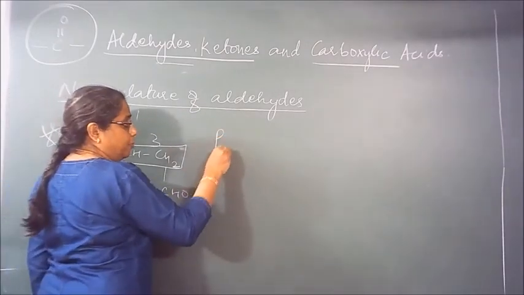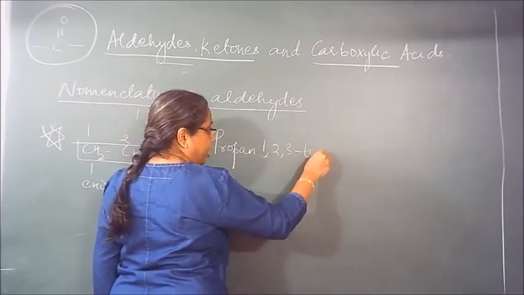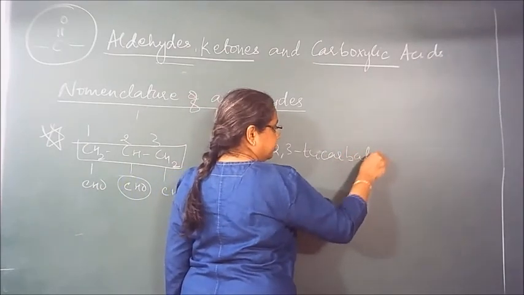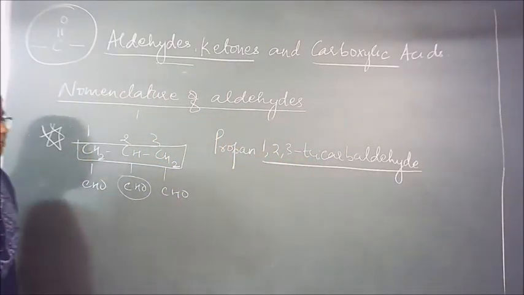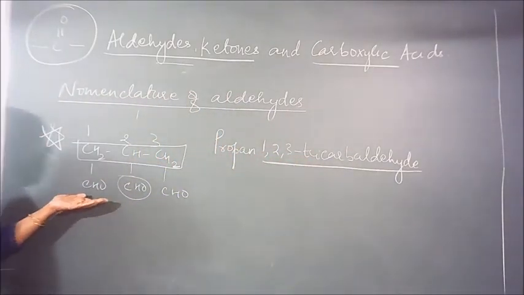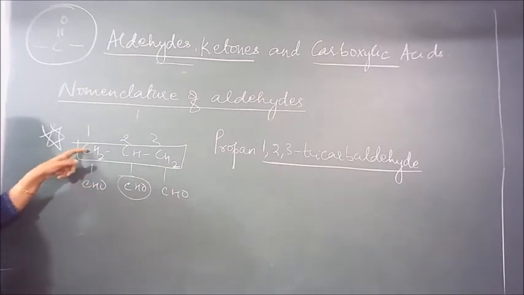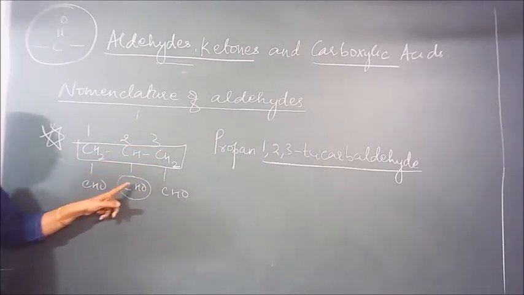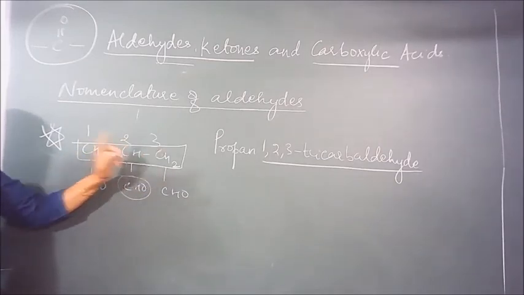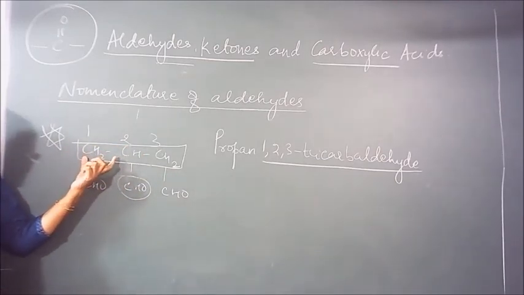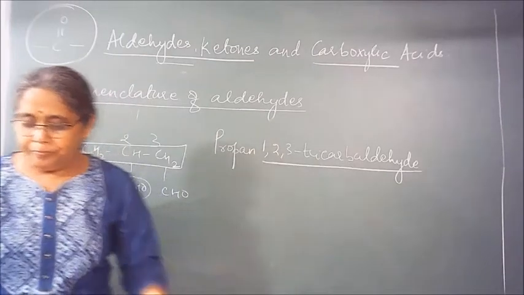Okay? So this will be called propane 1, 2, 3 tricarbaldehyde. This is a very important question that has been asked multiple times in naming in the board, particularly in the CBSE board. I cannot name this compound as 1, 2, 3, 4, 5 because I have another one at the center and I cannot go like this and again link it. So only the parent chain is taken and it is named propane 1, 2, 3 tricarbaldehyde.